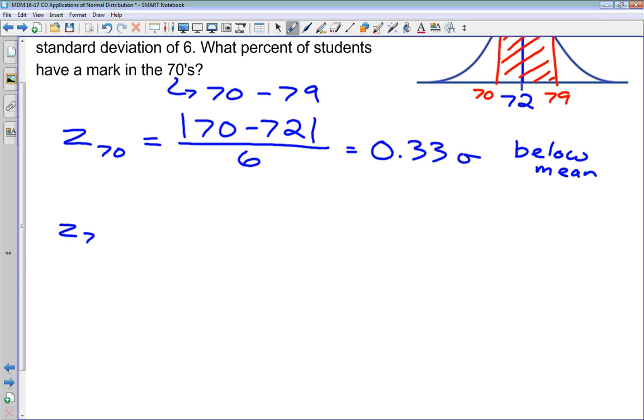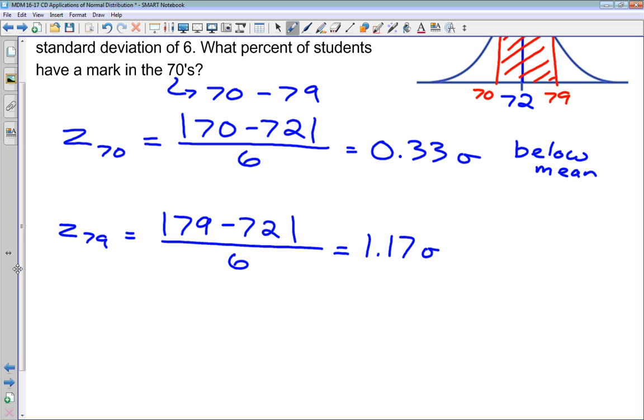Let's do the same thing for 79 here. So our z-score for 79, and I'm leaving a little bit of space here because we're going to want to get the area associated with that, with our z-score of 70. Our z-score of 79 is going to be the absolute value of 79 minus 72, again, divided by 6. 79 minus 72, 7 divided by 6 is 1.17 sigma, and 79 is above the mean.